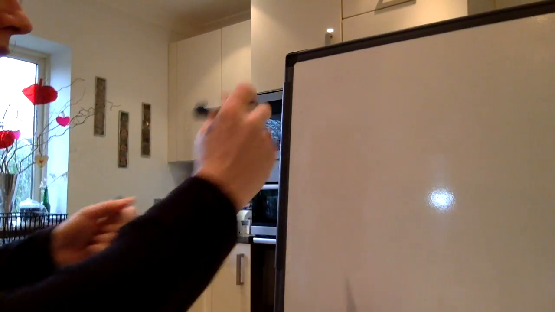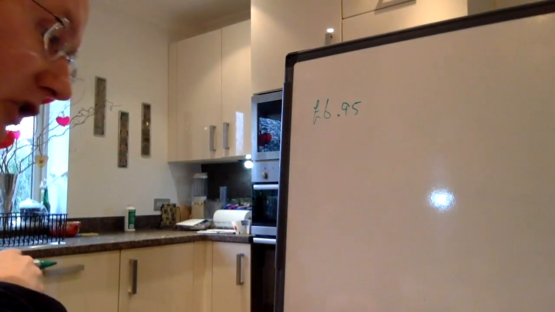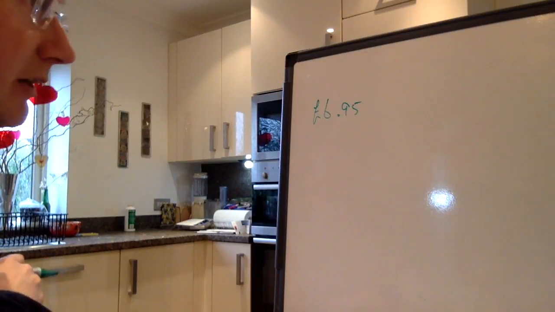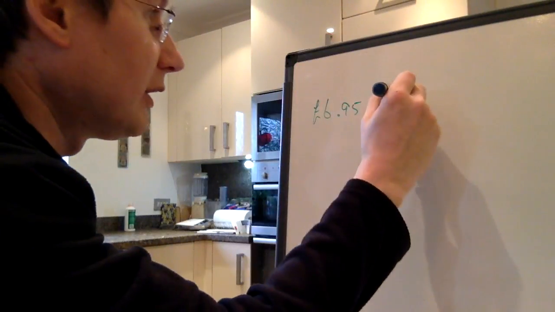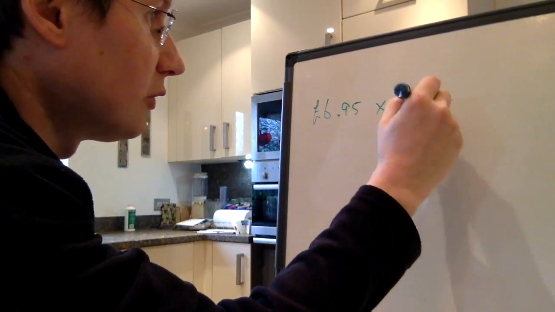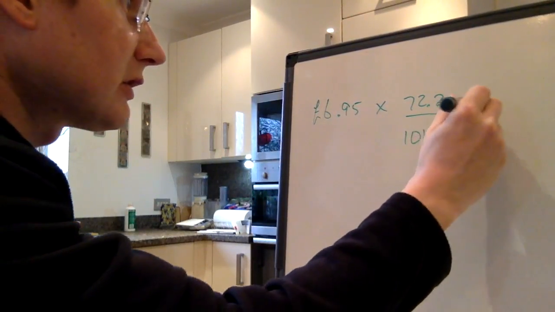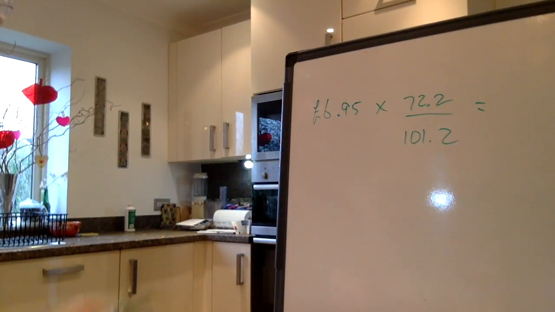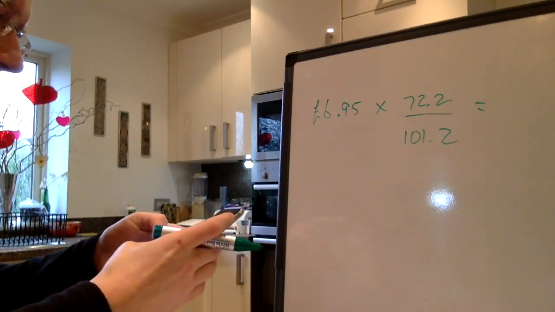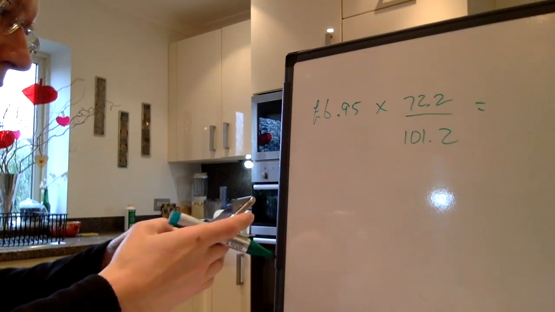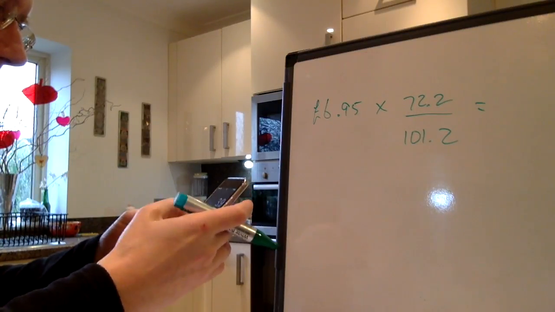So what you have to actually do is turn £6.95 into 1999 prices. To do that, you multiply the current figure by the price index in the base year, the original year, divided by the price index in the current year. So it's £6.95 times 72 over 101.2. That gives you, I can't remember, I have to do it on the calculator now, sorry about this, 72.2 divided by 101.2 times 6.95.